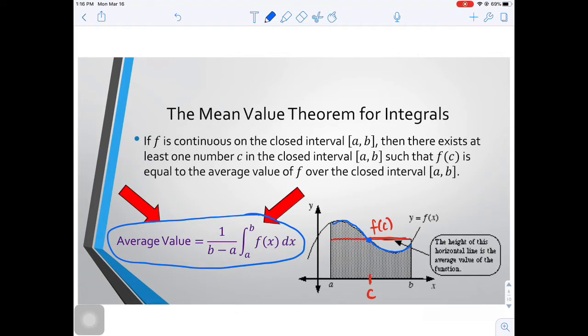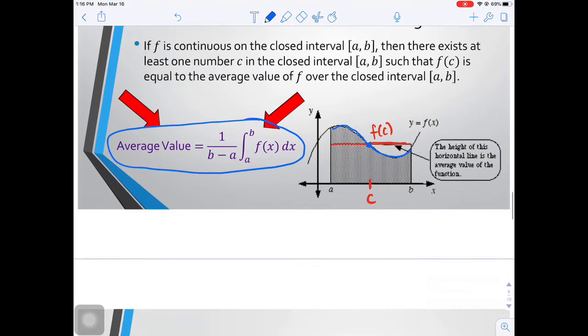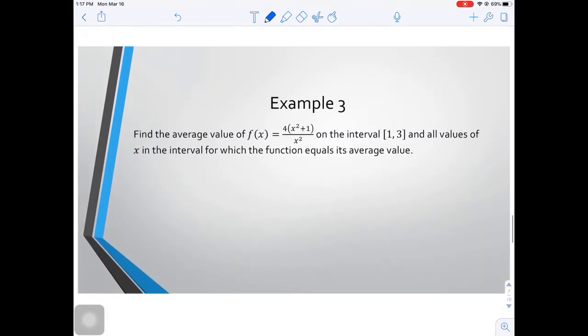Now, even though in this section we will refer to this as the mean value theorem for integrals, going forward, if I refer in the future to the mean value theorem, I'm still referring to the one with derivatives that we learned about last semester. So, let's do this problem.